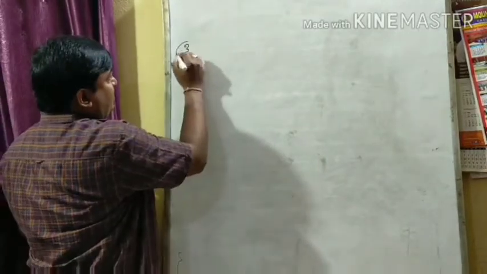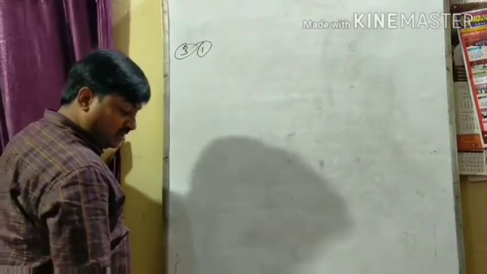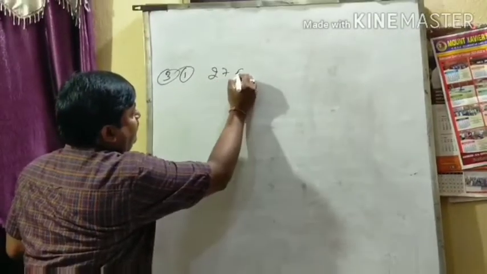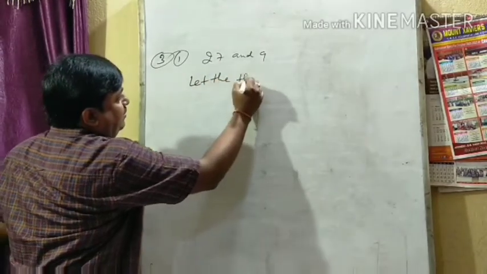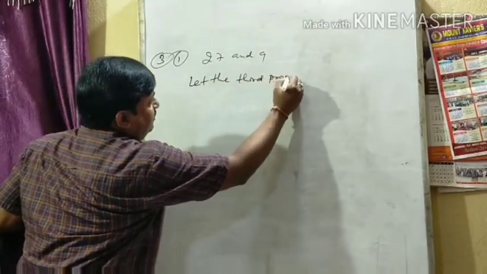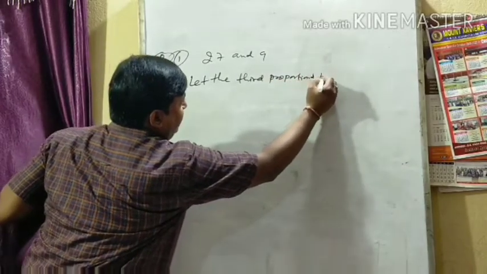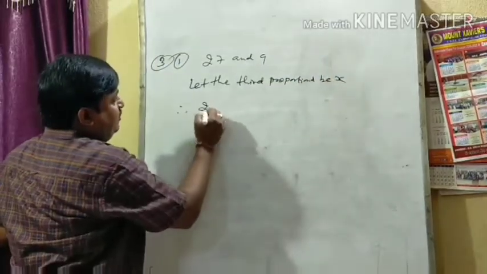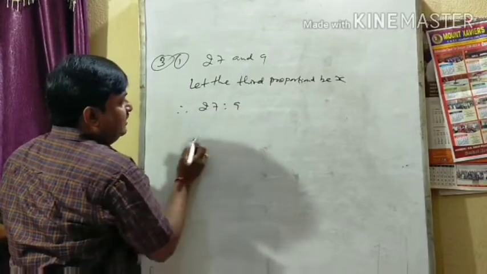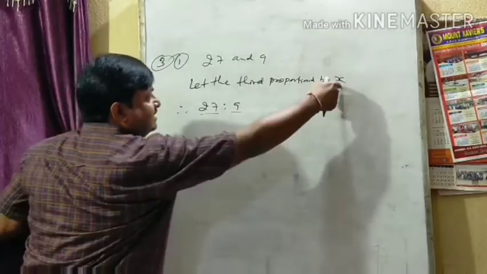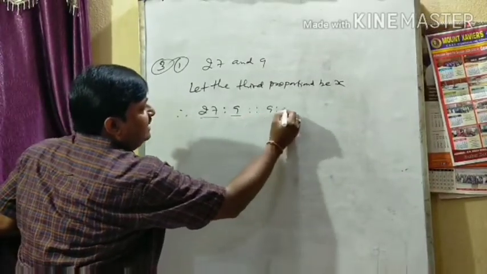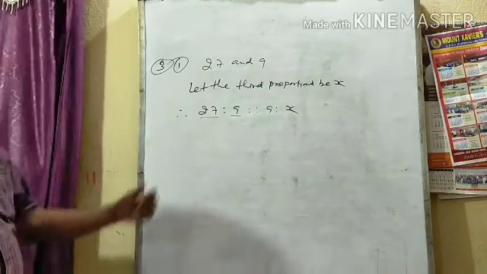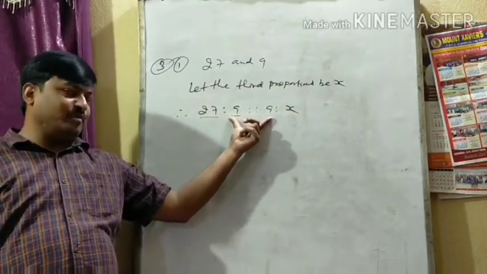So question number 3, first is find the third proportional of 27 and 9. Students, let the third proportional be x. Therefore 27 is to 9. This is the first term, this is the second term, and x is the third term. So 27 is to 9 is proportional to 9 is to x. See, this is called the mean term, mean proportional.